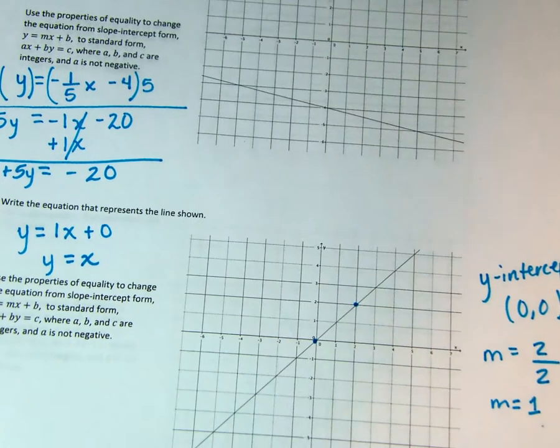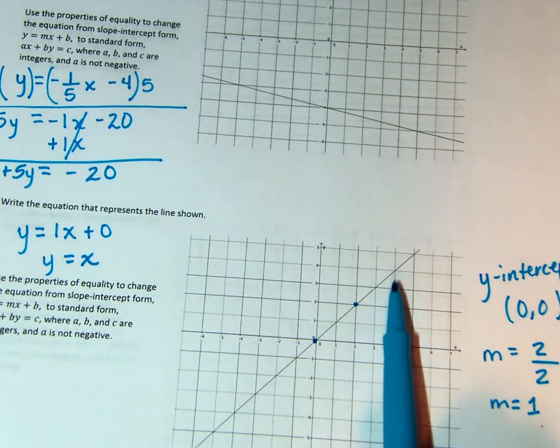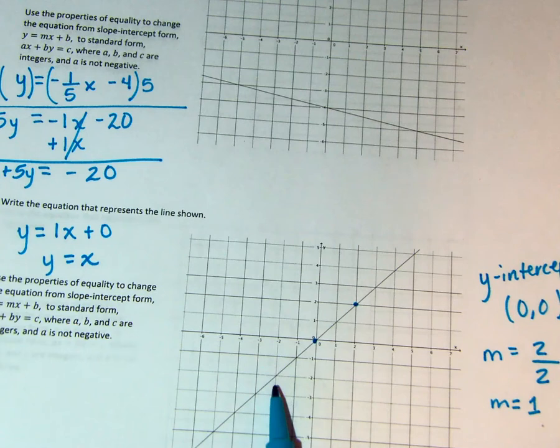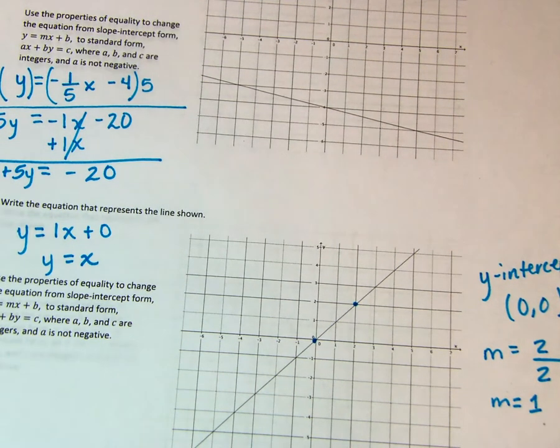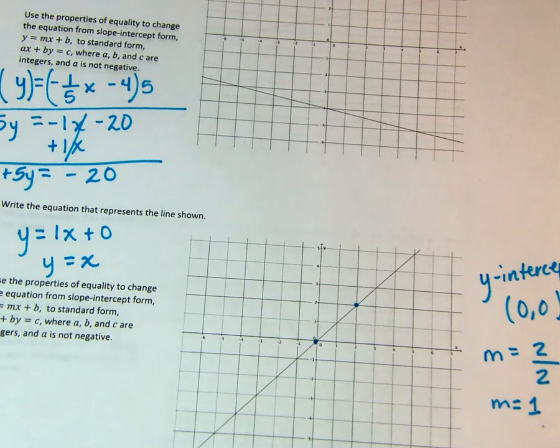Examine some points on the line. I see that when x is 4, y is 4. I see that when x is negative 2, y is negative 2. Okay, so our equation does in fact match our graph. How do I take y equals x and transform it using properties of equality into standard form?